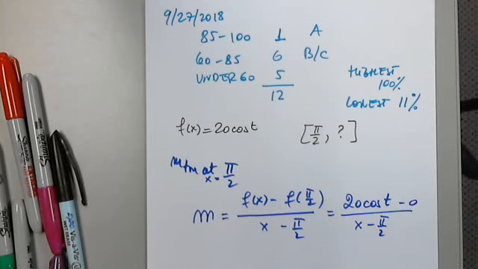So what is the only number that I cannot plug in? Of course, pi over 2. But if I do, then what will I get? Sure, error, of course.